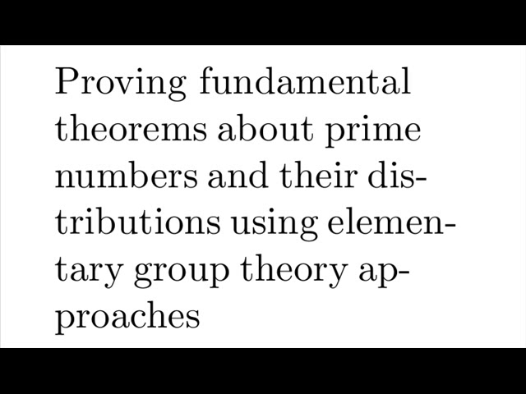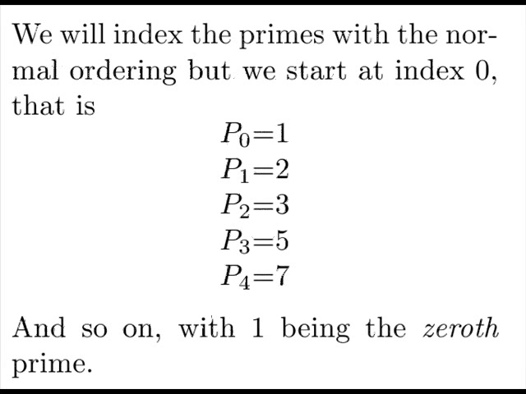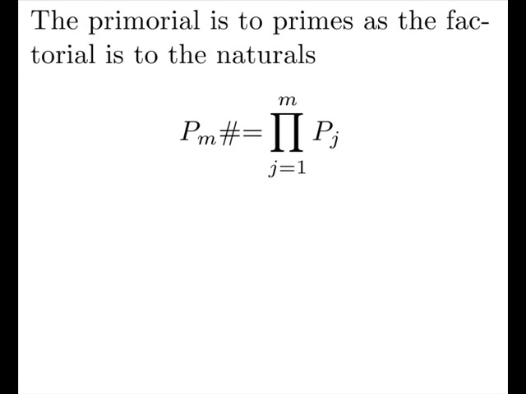Proving fundamental theorems about prime numbers and their distributions using elementary group theory approaches. We'll index the primes with the normal ordering, but we start at 0. So we say 1 is a prime. It doesn't matter, it's index 0. It doesn't show up in any count formulas.